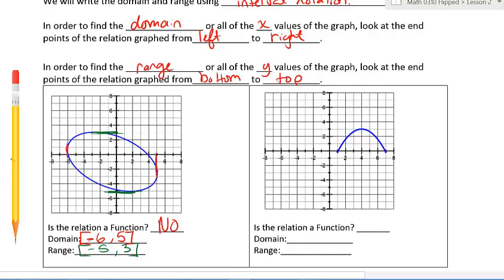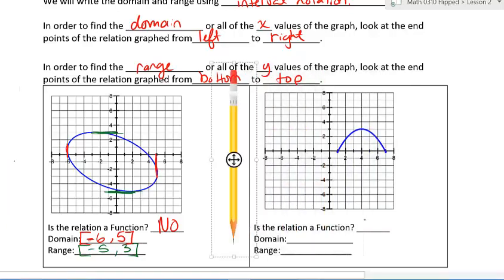Okay, so for this next one, I'm going to grab my pencil and then I'm going to say, is this a function, yes or no? So as I drag my pencil through, it looks like at every single point, my pencil is only touching one blue value at any one point. So is this a function? Yes, it is a function.